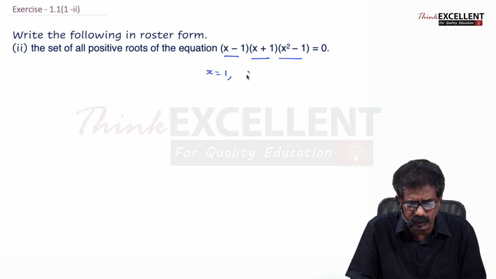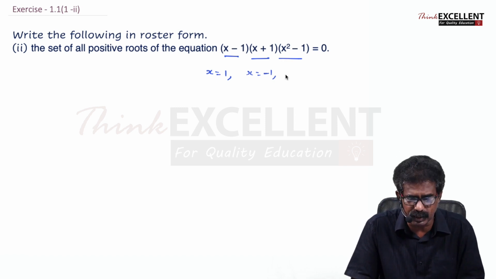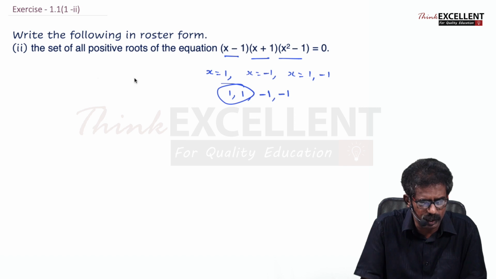Here the second one, you are getting x equal to minus 1. And the last one, x square minus 1 equal to 0. So x square equal to 1, x equal to plus or minus 1, right? So you are getting plus 1, minus 1. So 4 roots. So 1 has multiplicity 2, right? Because it repeats 2 times. Minus 1 has multiplicity 2, it repeats 2 times, okay? But positive roots they asked. So 1 is the only positive root, right?